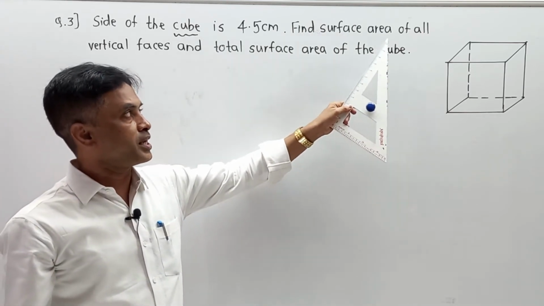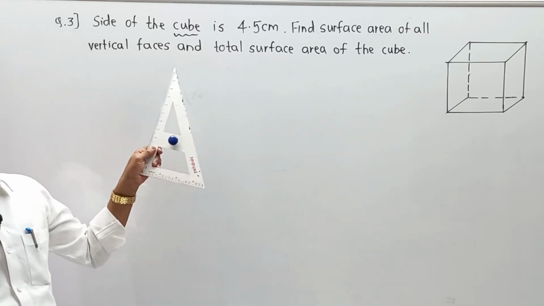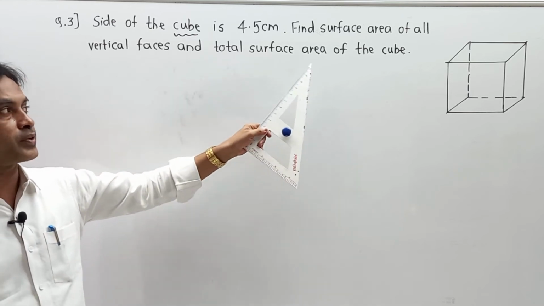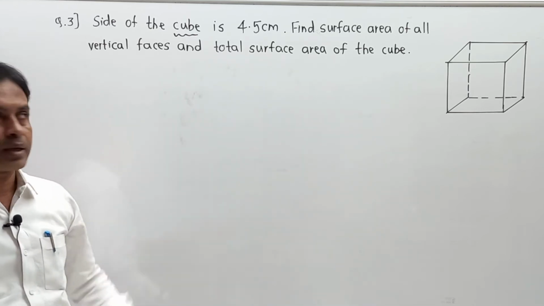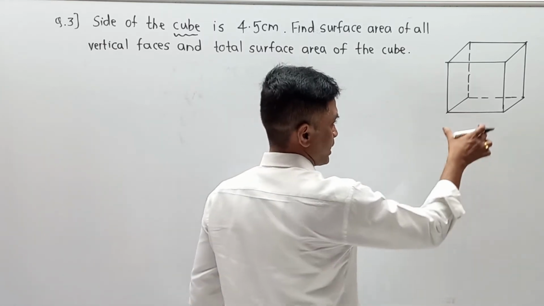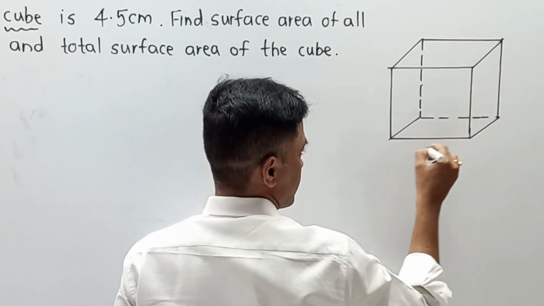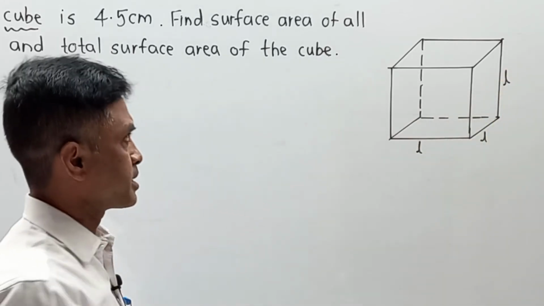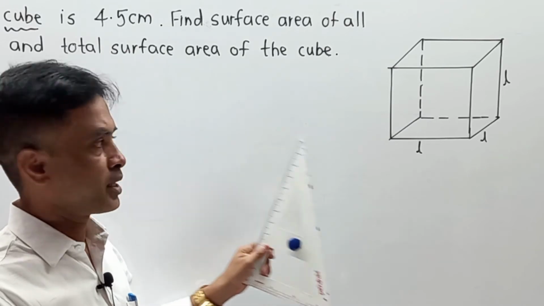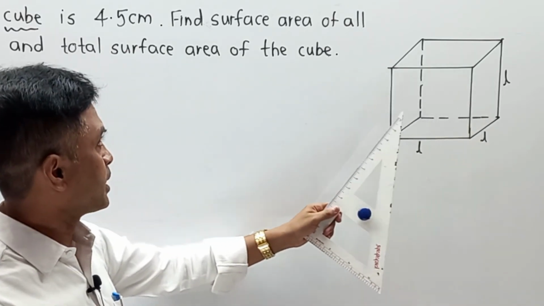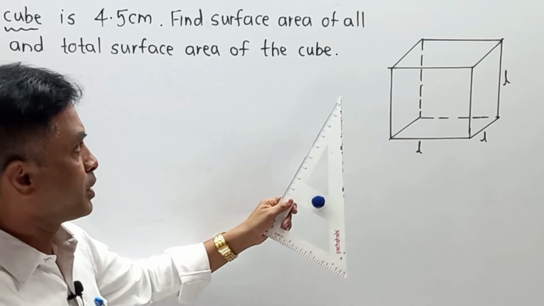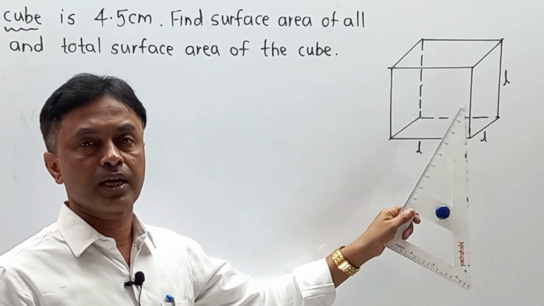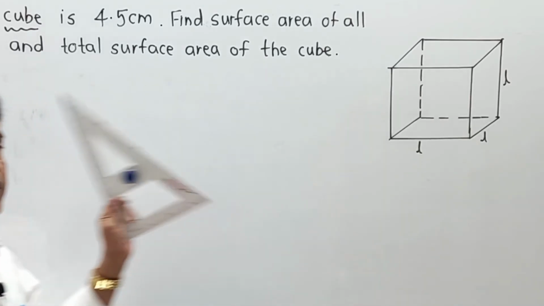Find the surface area of all vertical faces, means we have to find the vertical surface area and the total surface area of the cube. Remember, they have given us a cube and here L equal to L equal to L means in all ways length is constant and that is given to us as 4.5 centimeter. Then find the vertical surface area and total surface area of a cube. So writing that part over here.